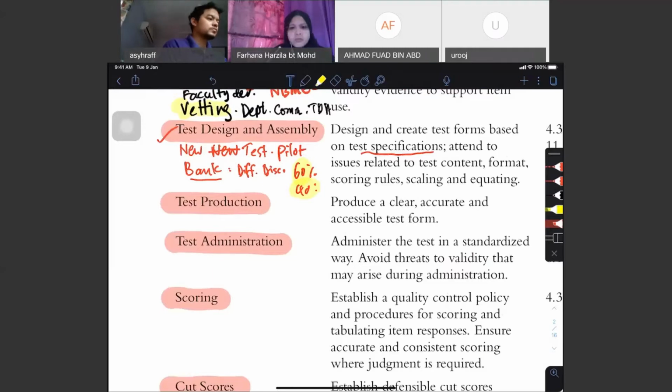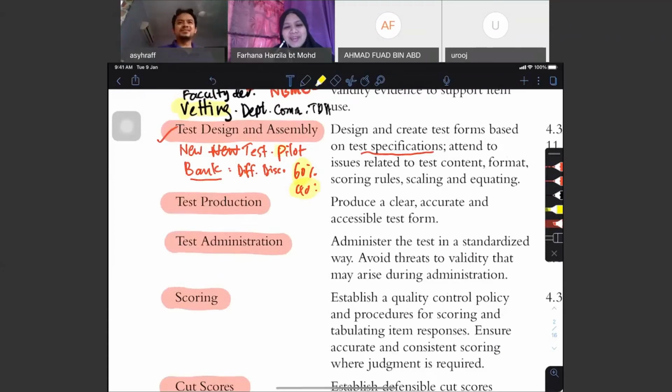Ashraf, any questions? Dr. Fuad, yeah, I got a question. Is there any example of practical, how do these tests happen? The pilot, for example, are we recruiting lecturers to answer it?